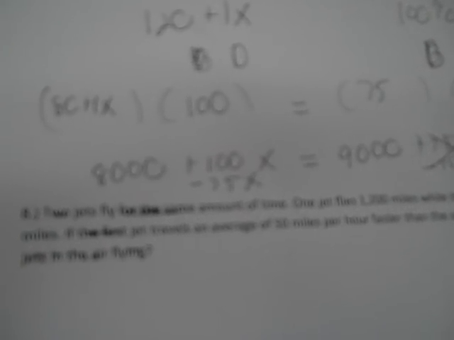Okay, number 8. 2 jets fly the same amount of time. One jet flies 1,200 miles, while the second jet flies 1,000 miles. If the first jet travels an average of 50 miles per hour faster than the second, how long are the 2 jets flying in the air? So we're not talking really averages here. We don't want the averages to change. So we want to know how long.